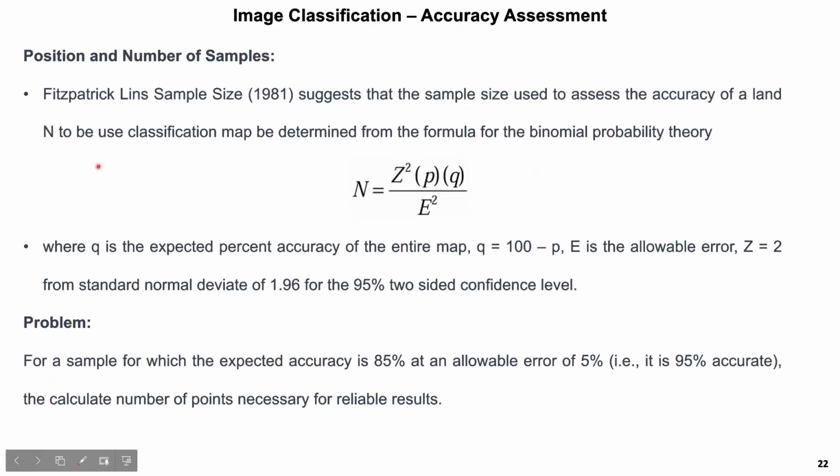And for testing the data, we can calculate the minimum number of points that is at least required to test your classification. For that, there is the Fitzpatrick-Lynn sample size. This is one study which was made, and from it the minimum number of points required for testing can be found.